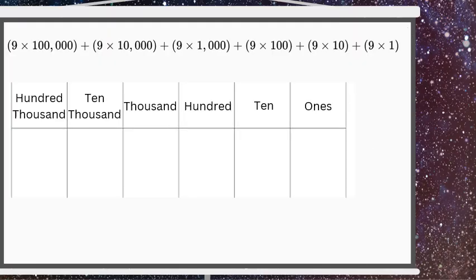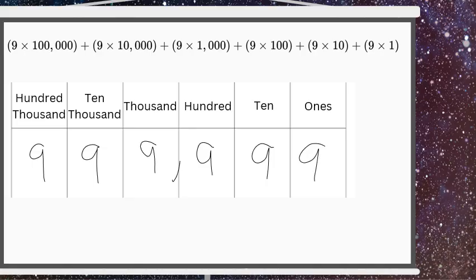Let's do some more. This time, I have given you a number that is written in expanded notation. I want you to write this number in standard form. You can use your place value chart if you need to, and in expanded form. So what is our number in standard form? That's right, it's 999,999.